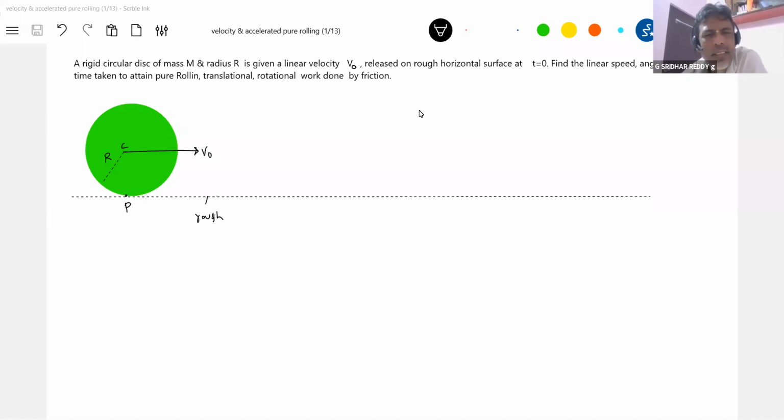Okay, let's begin with this. Now, will any point become the instantaneous center? No. At that instant, the point which is in contact will become the instantaneous center for the time being. So I'll proceed with this one.